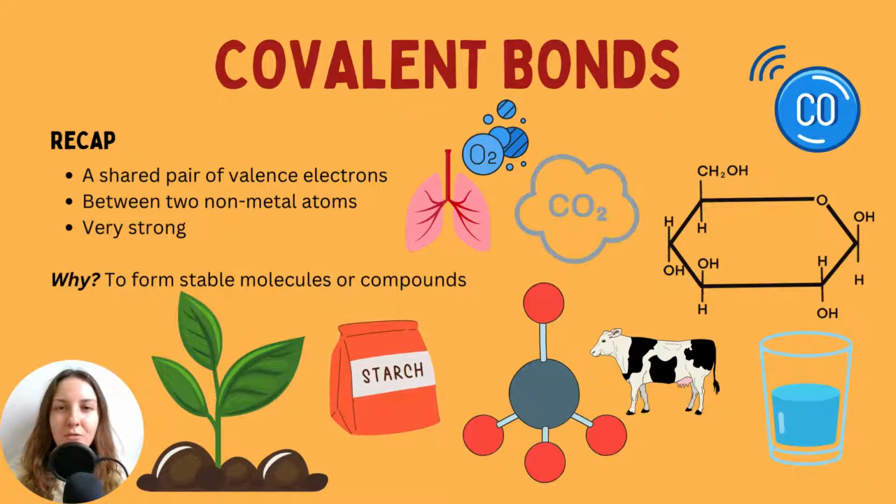Covalent bonds then, a bit of a recap. It's a shared pair of valence electrons. Essentially, that means electrons that are in the outer shell that are shared between atoms. Specifically, though, they are non-metal atoms.